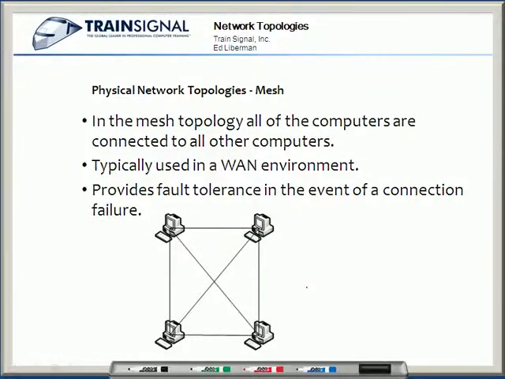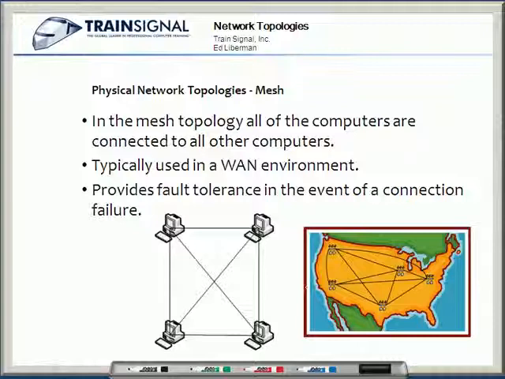Next, we have the mesh topology. In the mesh topology, all of the computers are connected to all other computers. Well, but not really, or not necessarily. First of all, it typically is used in a WAN environment. So maybe this picture would be better.